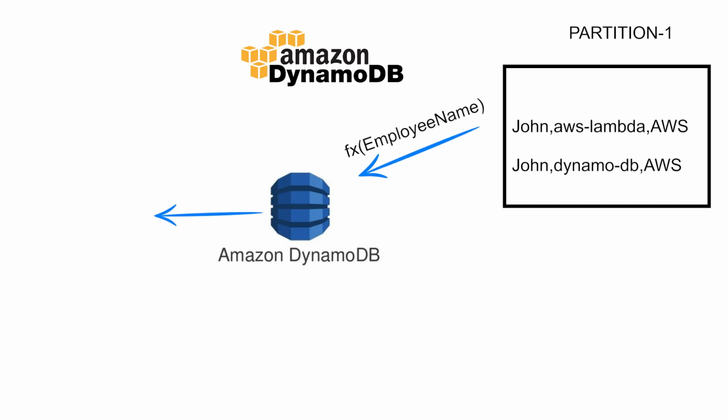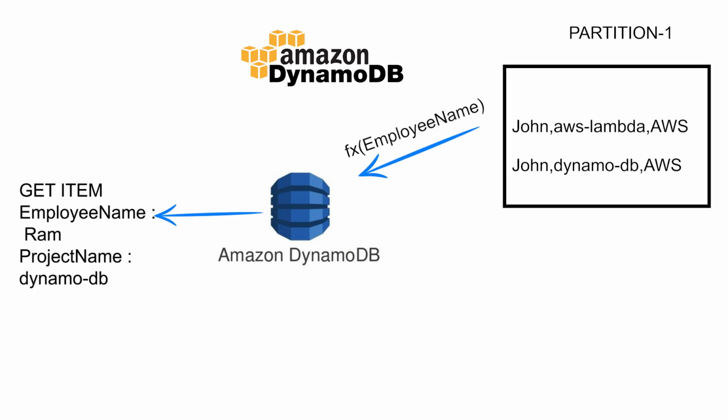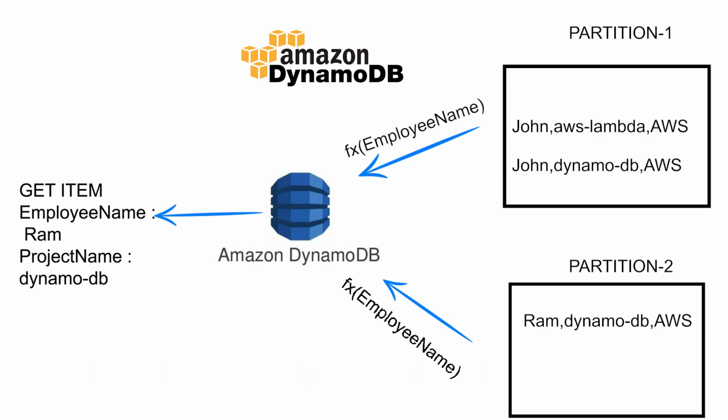Similarly, if we try to get Ram DynamoDB, first the hash code would be calculated based on the employee name, that is Ram, and hence partition 2 would be selected. In partition 2, we only have one item, so the data would be returned successfully, that is Ram DynamoDB.